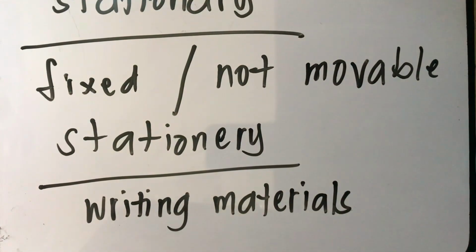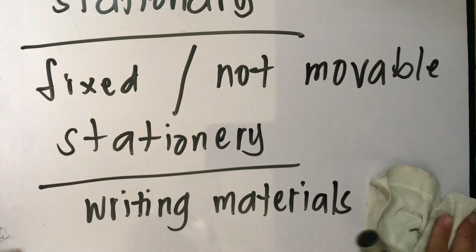For stationary, I have here: the bus crashed into a stationary vehicle. So the bus bumped or crashed into a not moving vehicle. Next is stationery. I have here: they sell books and stationery. So they are selling books and writing materials. That's it for our lesson 43.